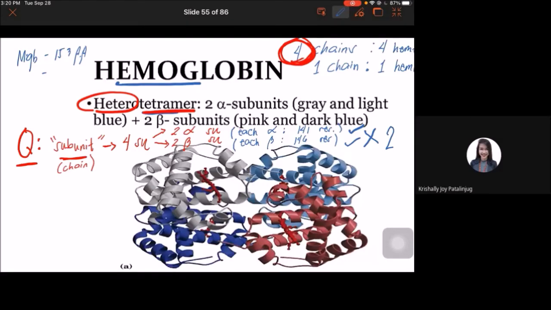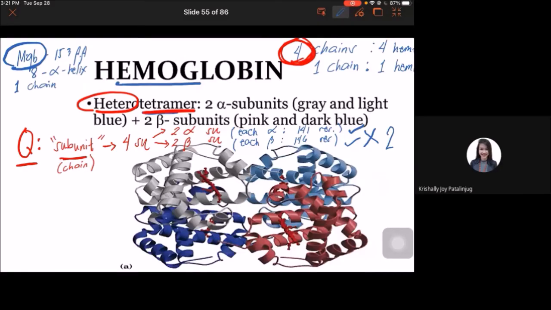Only alpha helix. How many alpha helices? Very good, 8 alpha helical structures. How many polypeptide chains does myoglobin have? Very good. Only one, the chain that myoglobin has. When it levels up to secondary structure, it will form 8 alpha helical segments. Okay?